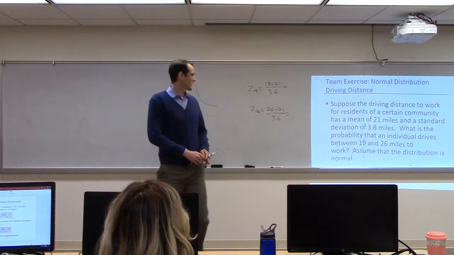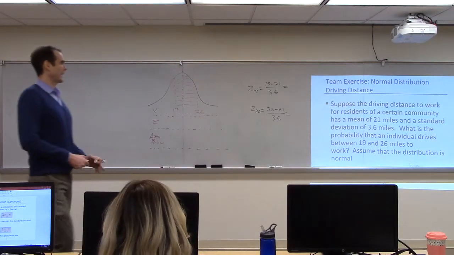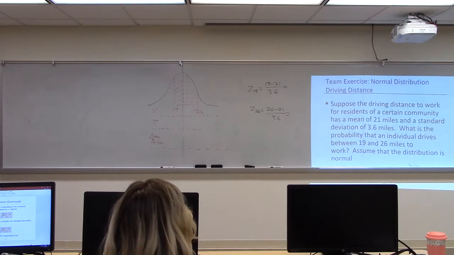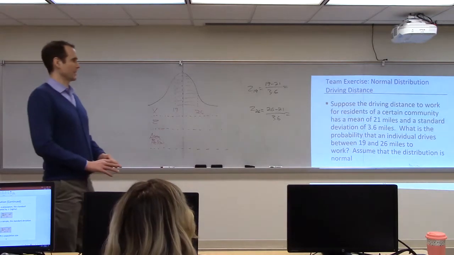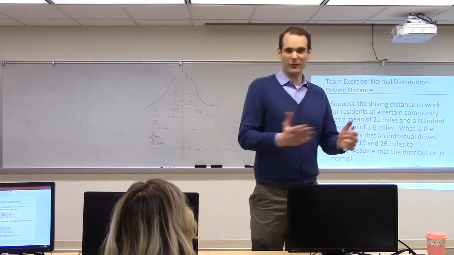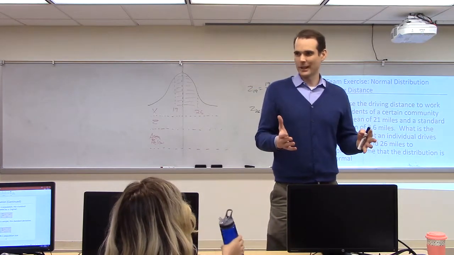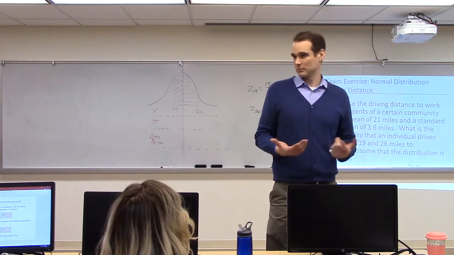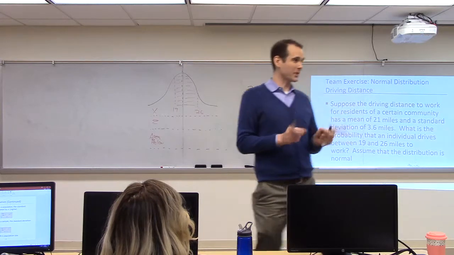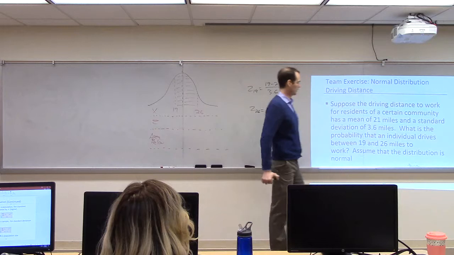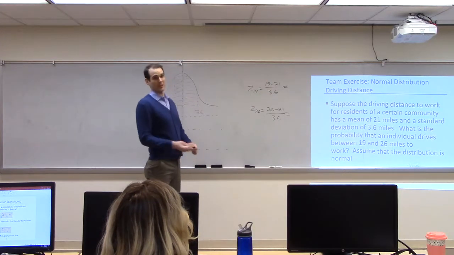So you're in some town with an average driving commute of 21 miles, standard deviation of 3.6 miles. Suppose you're trying to sell some sort of book on tape that lasts 35 minutes for someone to listen to. And you want to know what percentage of drivers you could sell this book on tape to. So you want to know what percentage of drivers have an actual commute between 19 and 26 miles. And you get to assume the distribution is normal.